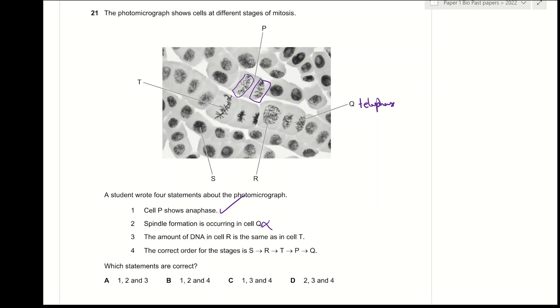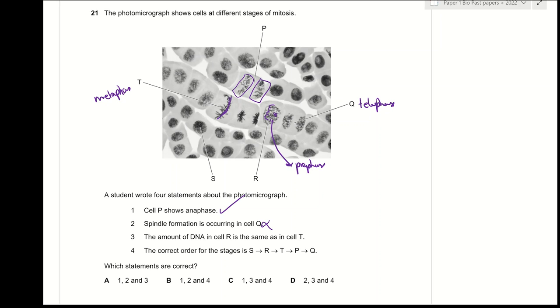Now let's see cell R. Cell R looks like it's happening during prophase. The reason for this is because we could see condensed chromosomes. If we could see the condensed chromosomes, this means that this is prophase. And cell T looks like metaphase, because we could see the chromosomes lined across the metaphase equator here.